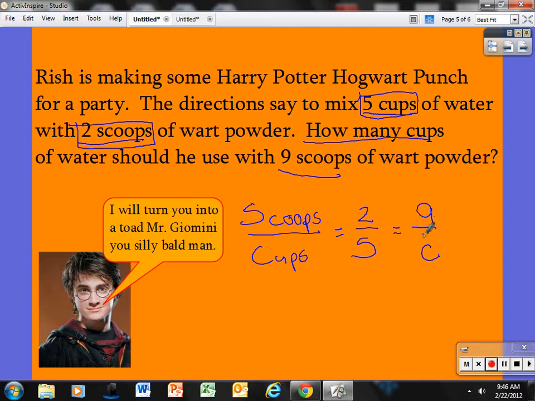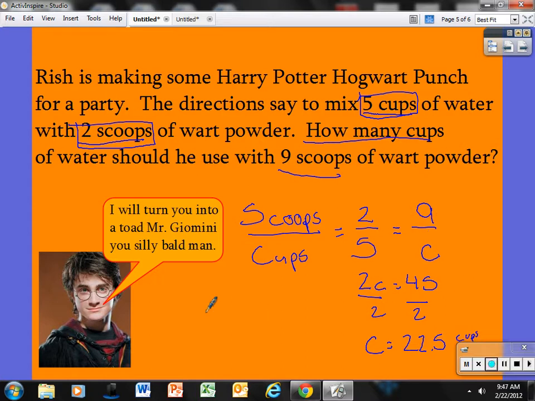Now, there's a couple ways to do this. I could do cross multiplication: 2 times C gives me 2C, 9 times 5 gives me 45. I would then divide both sides by 2. I know what you're already saying to me, it doesn't go in evenly, but I'll get a terminating decimal. C would equal, what's half of 45? Isn't it 22 and 5/10? So you need 22 and 5/10 cups of water for 9 scoops.